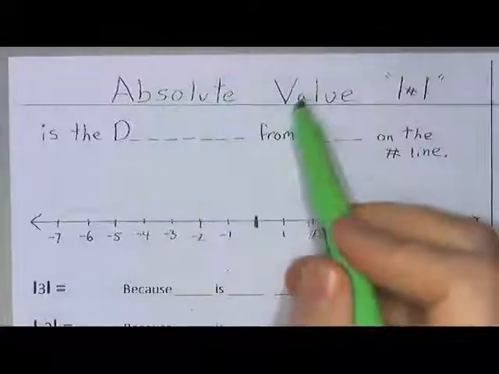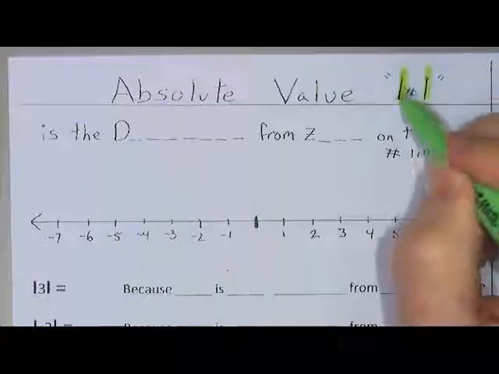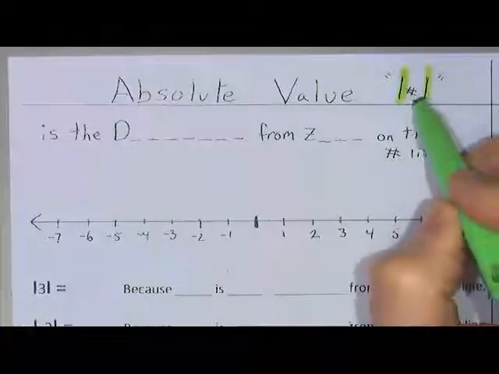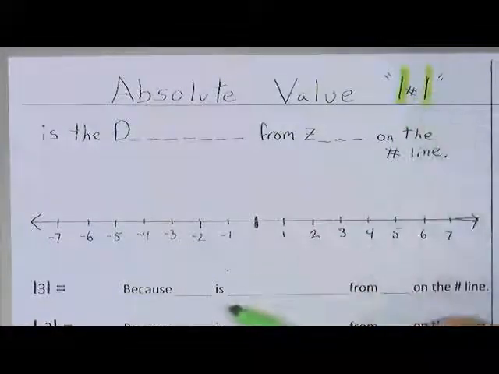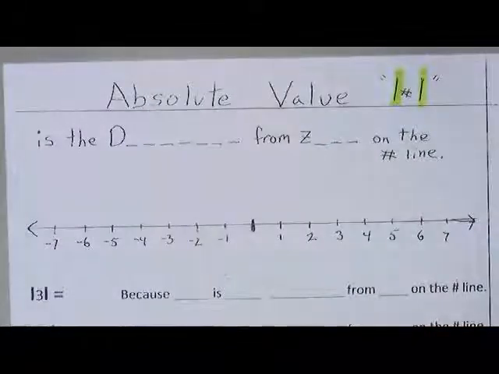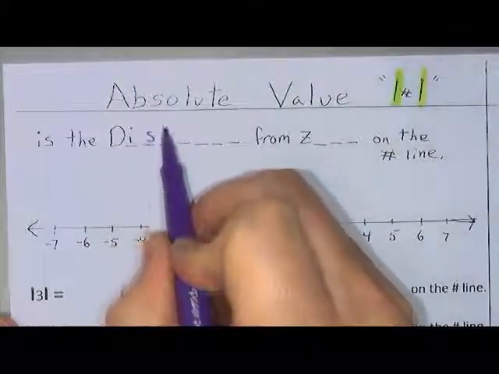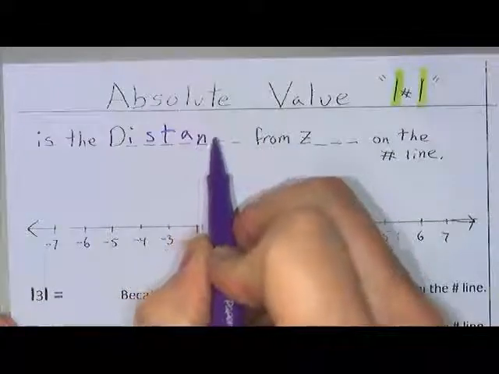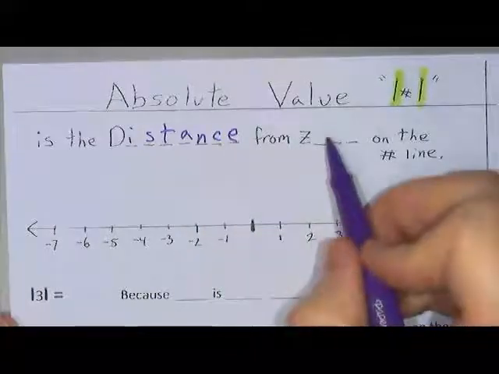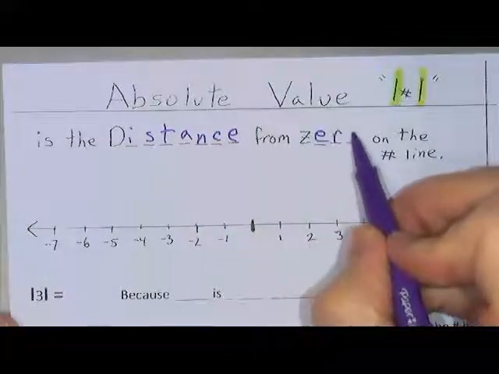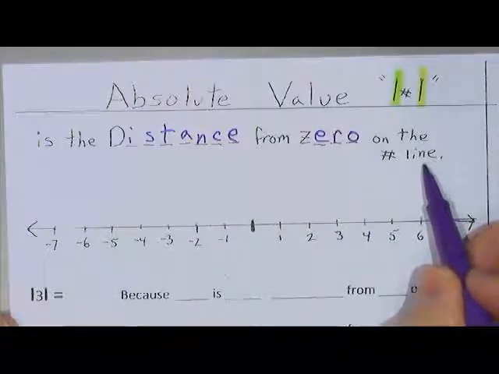Okay, absolute value. The absolute value uses this symbol right here with some number or group of numbers in between here. It's basically like a grouping symbol. And what does it mean? Absolute value is the distance from 0 on the number line. It's the distance from 0 on the number line.